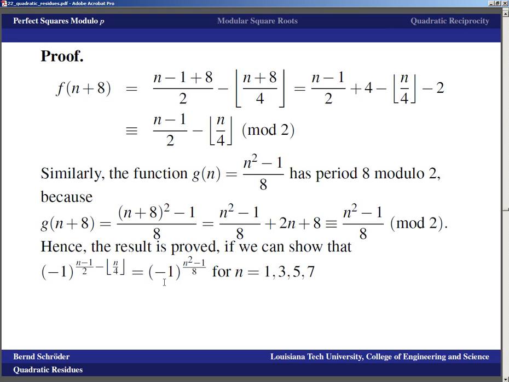And for 7, we get 7 minus 1 is 6, divided by 2 is 3, minus 7 over 4, greatest integer below. 3 minus 1 is 2, whereas 7 squared is 49, minus 1 is 48, divided by 8 is 6, so we get negative 1 to an even exponent on both sides. So we get that worked out, and therefore the result now holds by induction, right? It holds for the first 4, and after that it repeats modulo 8 in the odd numbers.